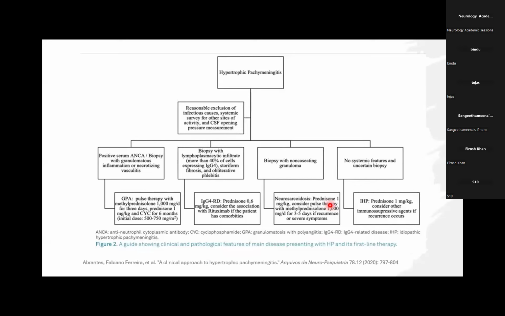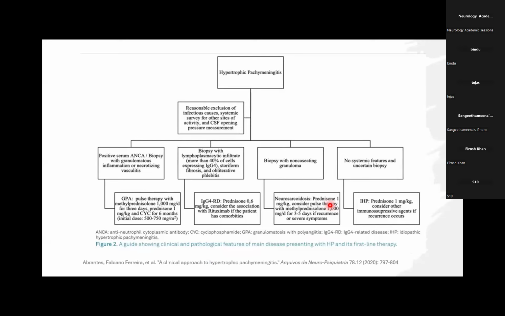If it is positive serum ANCA or biopsy with granulomatous inflammation or necrotizing vasculitis, that is granulomatosis with polyangiitis, we can go for pulse therapy with methylprednisolone 1 gram per day for 3 days, followed by prednisolone 1 mg per kg, and cyclophosphamide for 6 months can be given. Initial dose is 500 to 750 mg per meter square.